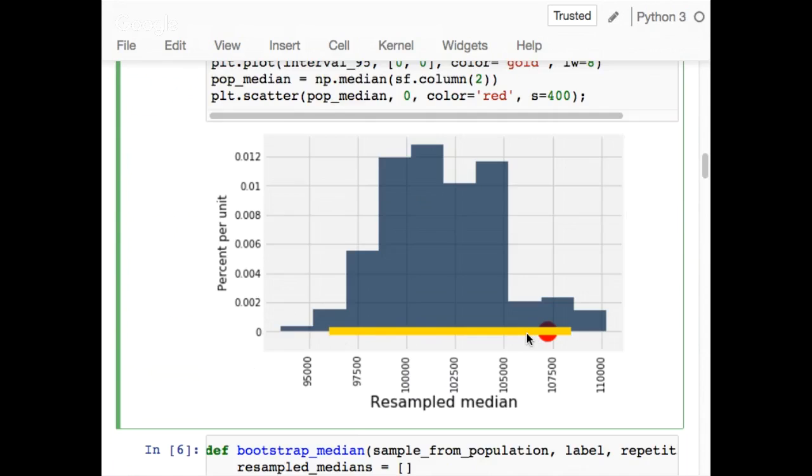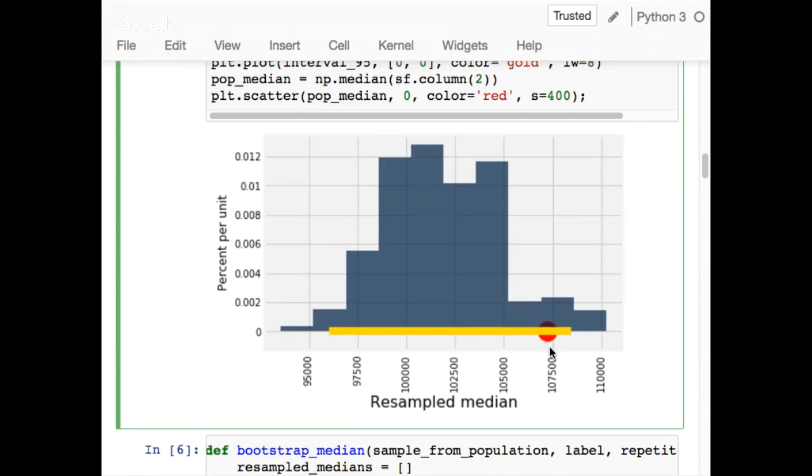So I took my sample, bootstrapped it, got a bunch of medians. I think that my population median falls within this range right here, this yellow thing. And indeed, in this particular case, it does. So that population median, which was 107,000, does in fact fall within my confidence interval. So in this case, we did a good job. Our population median did fall into that range.